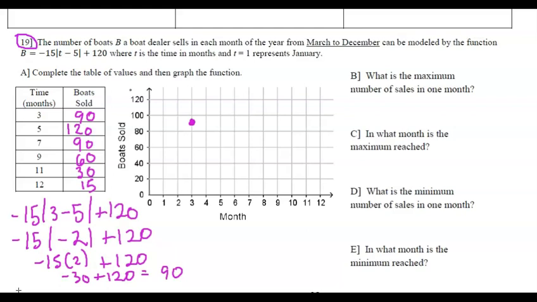Notice it's symmetrical right here. That would make this the vertex for this absolute value equation. Let's go ahead and plot the points for the rest of these.